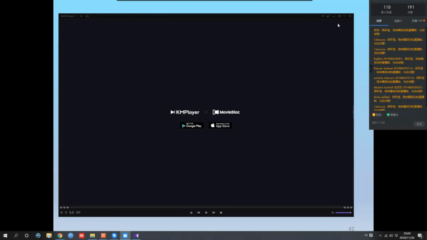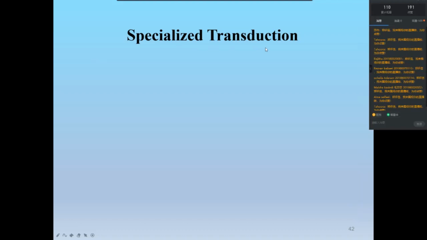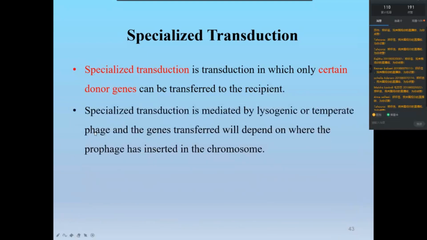Okay, it's pretty simple, right? It's generalized transduction. Okay, then we'll learn another type of transduction, which is specialized. During specialized transduction, there is a formation of prophage, and it is a transduction in which only certain donor genes can be transferred to the recipient. This specialized transduction is mediated by lysogenic or temperate phage, which can form prophage by inserting its genome into the host chromosome.